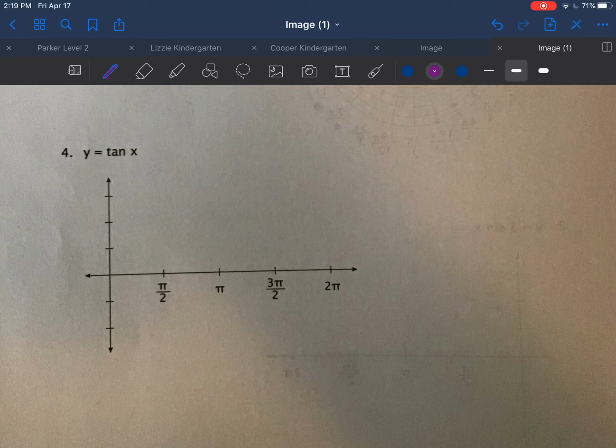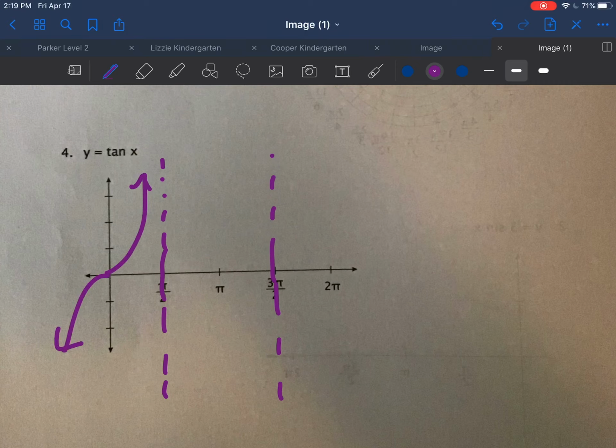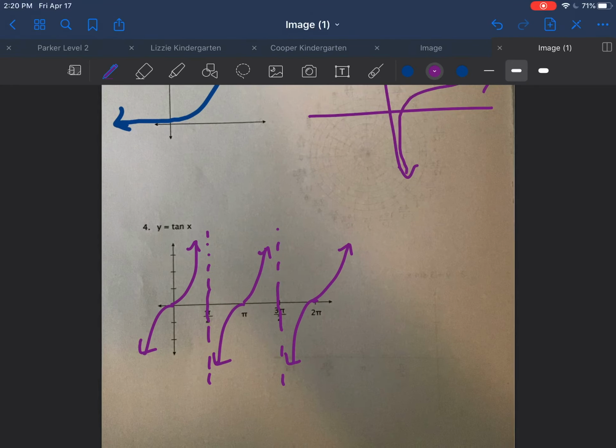On tangent, our asymptotes are at the π over 2's. And tangent swoops up. It has a positive slope and lives at the origin. Okay, and there's your tangent. Again, I'm going to throw a parent function on there of one of those: tangent, cotangent, secant, cosecant. So just remember where those ones go.